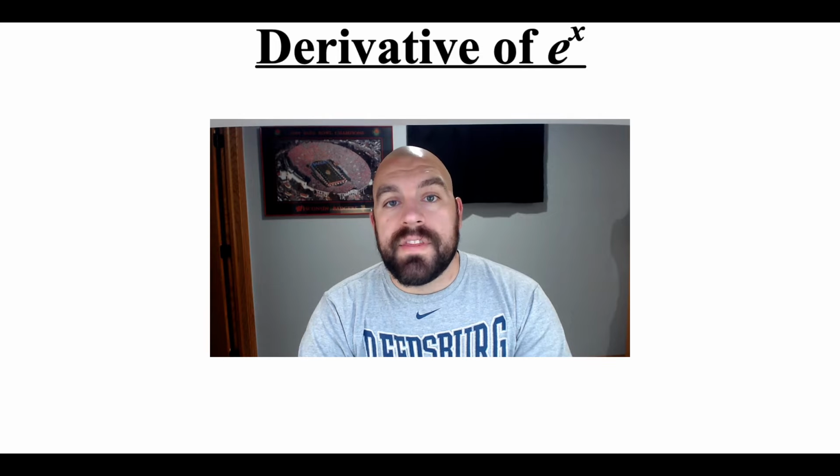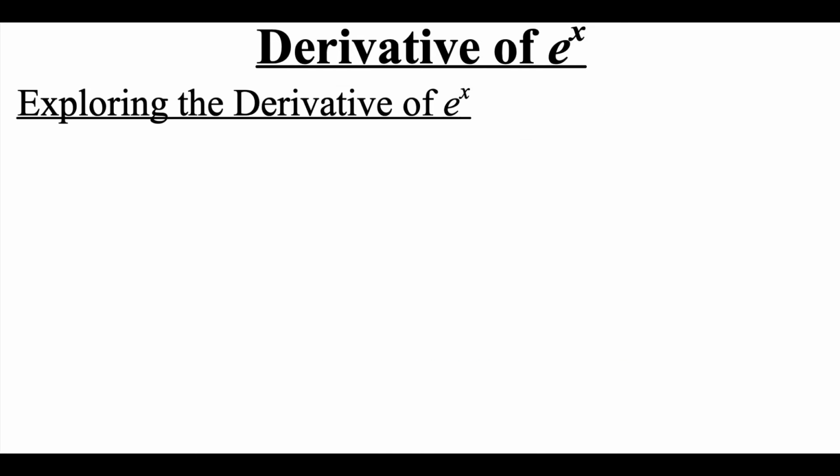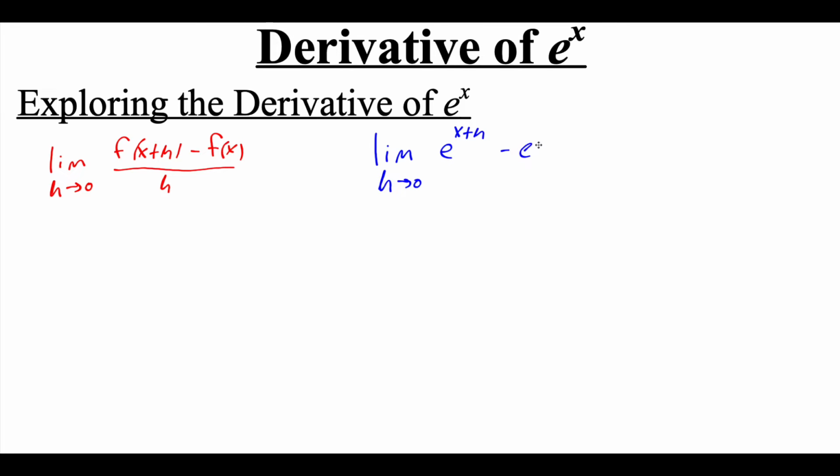In this video, we're going to look at the derivative of e to the x. We're going to explore it using our original definition of the derivative, which is the limit of f of x plus h minus f of x all over h as h is approaching 0. So as we're looking at this e to the x function, we're doing the limit as h approaches 0 of e to the x plus h minus e to the x all over h.